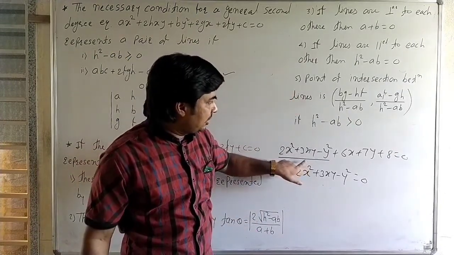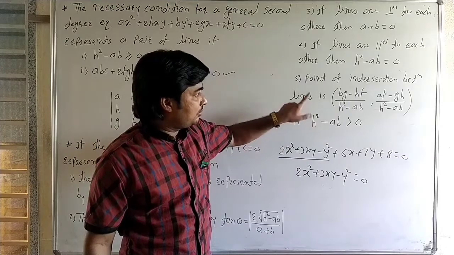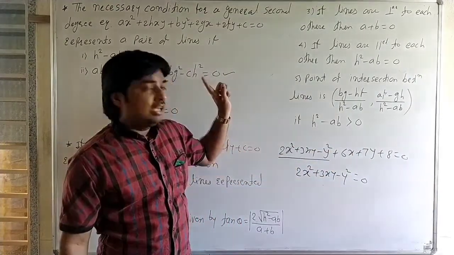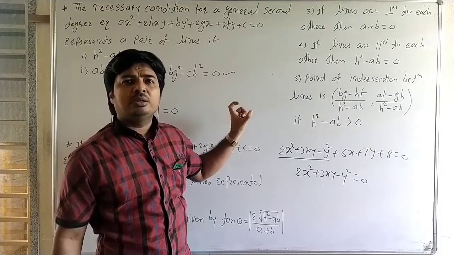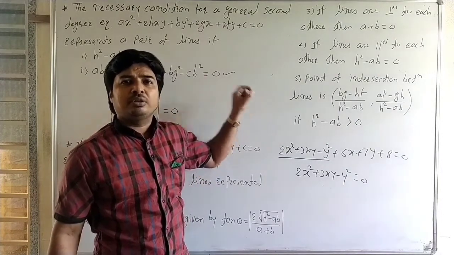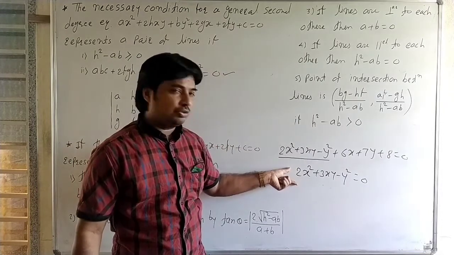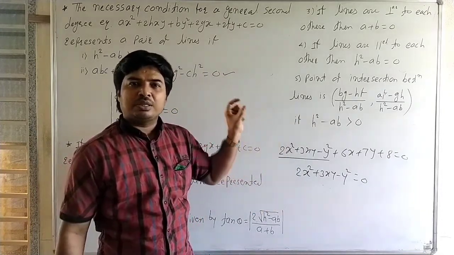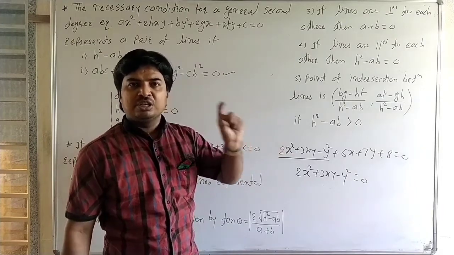Point of intersection between the lines represented by the general second degree equation. Here, in the homogeneous equation, we can't find the point of intersection because it is the origin. A homogeneous equation is a combined equation of lines passing through the origin, both lines passing through the origin, therefore the point of intersection is (0, 0).